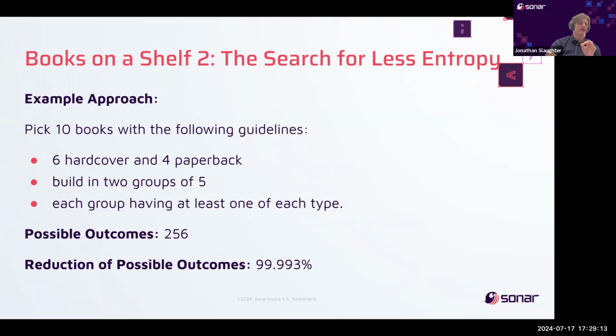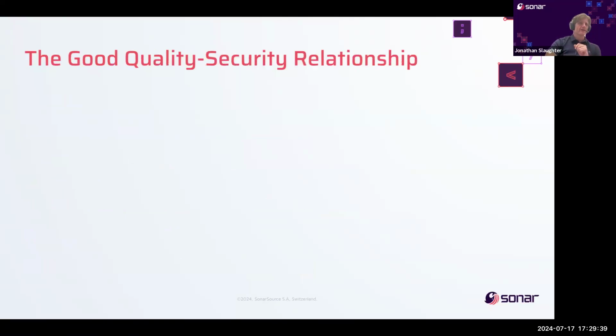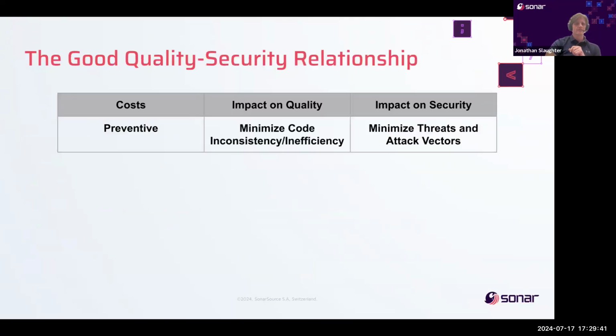And this is where we start talking about, and we'll talk a bit more about security as we go through here. This is where security being implemented at the right stages, especially in the preventive stage and early on, through good quality practices and making sure that it's part of that, you're able to reduce the number of possible outcomes. And again, when we think about possible outcomes, we think about entropy, we think about unpredictability. I don't know what's going to happen. And that's a concern. So let's talk about that good quality and security relationship a bit.